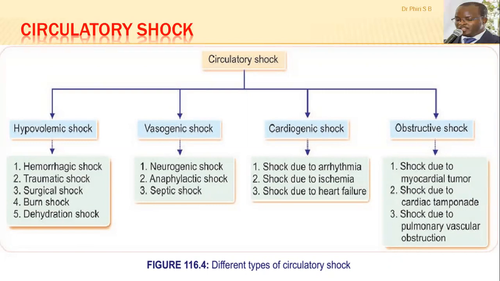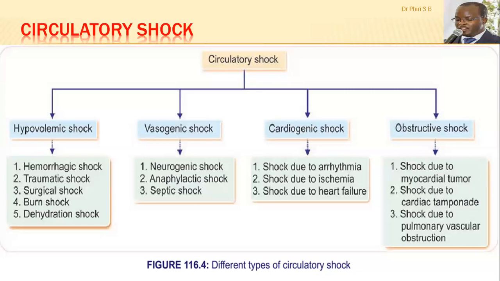Septic shock is a result of infection. So it can be a viral infection, bacterial infection, rickettsial infection, or whatever it is, that can also result in shock. So these are called distributive or vasogenic shock, associated with the blood vessels. Then you have shock that is associated with the heart itself.